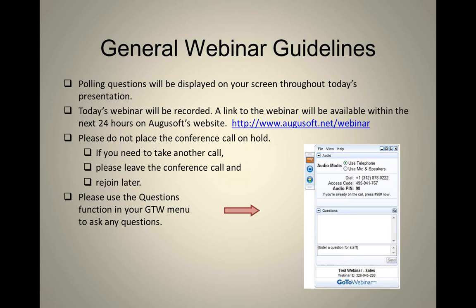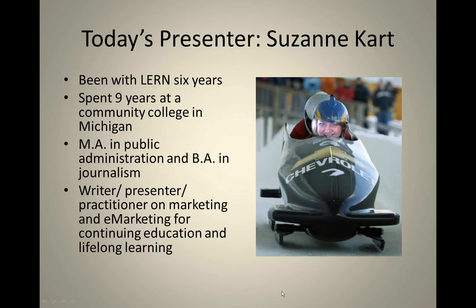Okay, let's get started here. I just wanted to give you a little bit of background on myself, so you kind of knew where I was coming from with this information. I've been working at Learn for about 6 years now, but before that I spent 9 years at a community college in Michigan working in lifelong learning, continuing education marketing. So I have been both in the field and working for Learn. My academic background: I have my master's in public administration and my bachelor's in journalism. And as part of my job as director of marketing at Learn, I do a lot of writing and presenting on the topic of marketing and e-marketing, specifically for continuing education and lifelong learning.